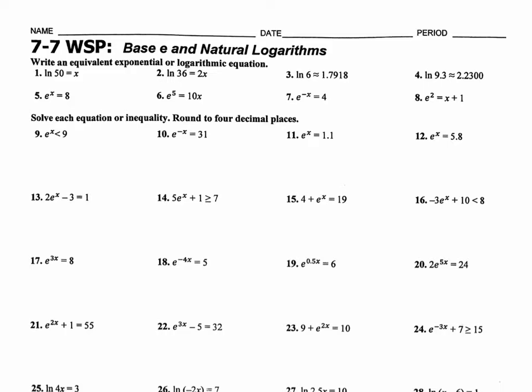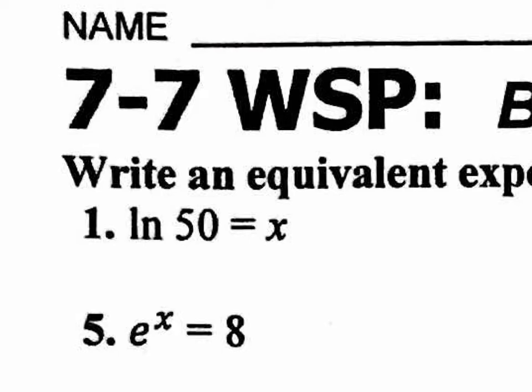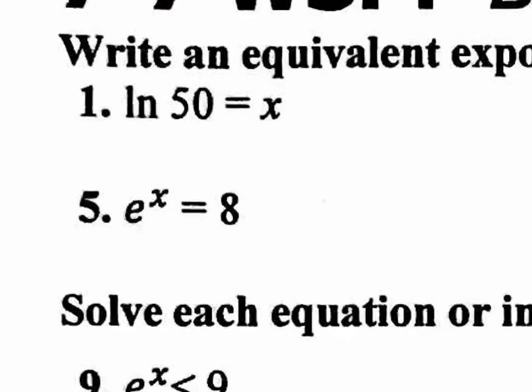Let's jump to worksheet 7.7. So number 1 says, write it as, this is logarithmic form because this is, after all, log base e. If you don't see it, you could go ahead and rewrite it. Maybe it'll clear it up a bit. Log base e of 50 equals x. Now, they want you to rewrite it in exponential form.